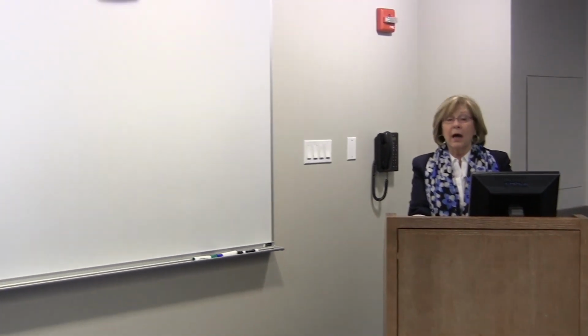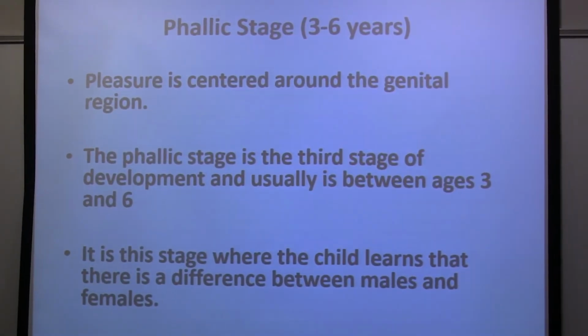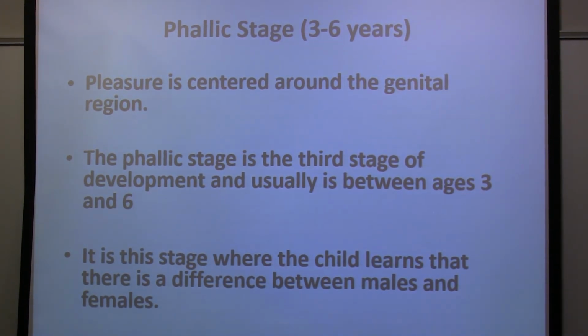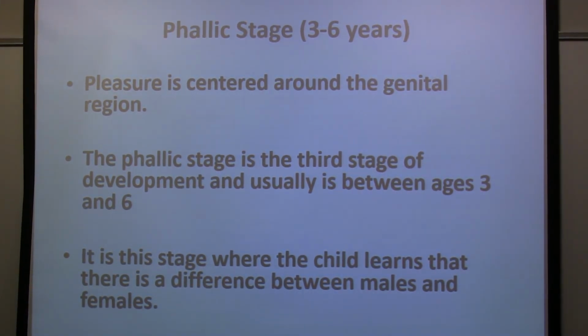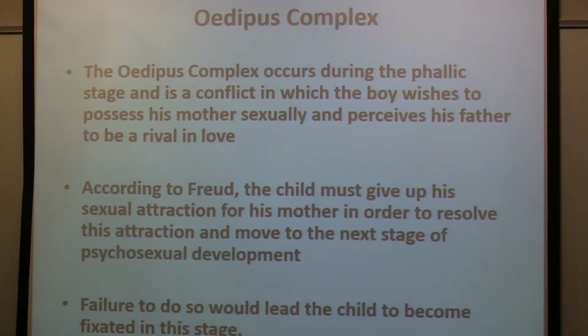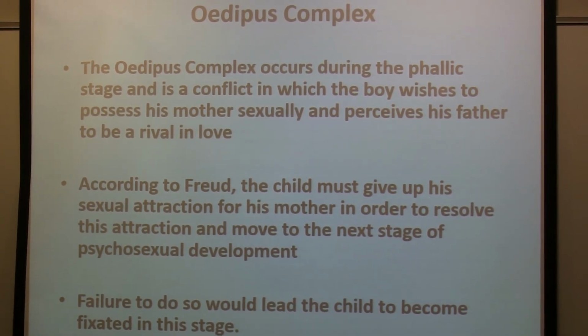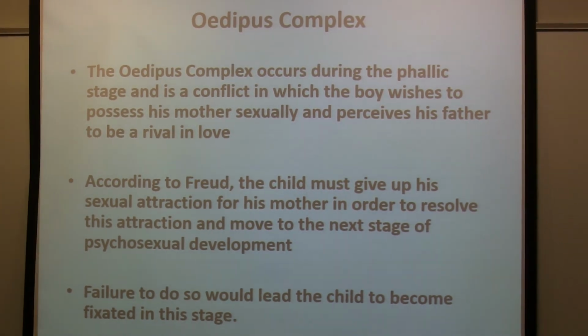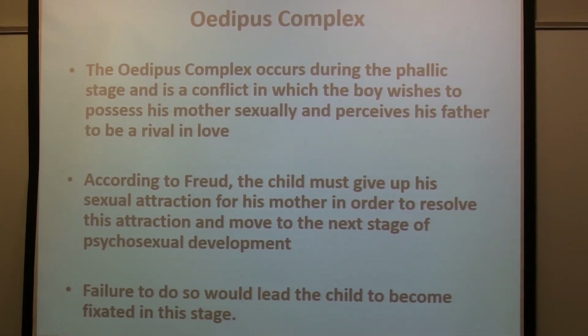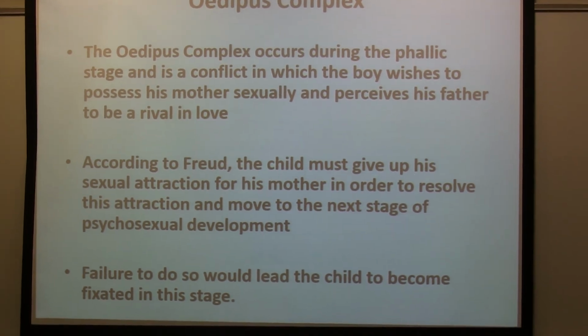The phallic stage is between 3 to 6 years of age, and the pleasure sensations are centered around the genital region. The phallic stage is the 3rd stage of development, and as I said, occurs between age 3 and 6. This is the stage where the child learns that there is a difference between males and females. There's something that Freud called the Oedipus complex, and it occurs during the phallic stage and is a conflict in which the boy wishes to possess his mother sexually and perceives his father to be a rival in love.